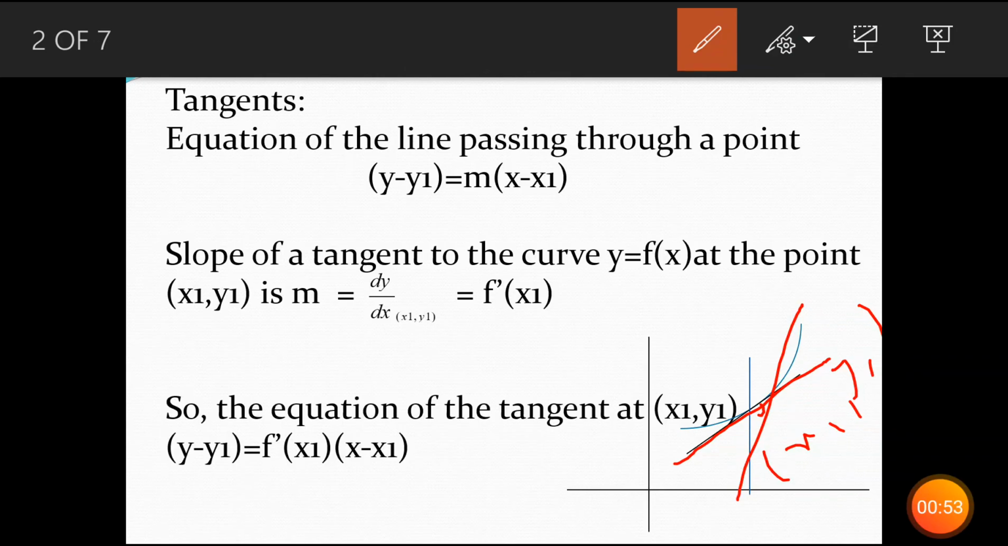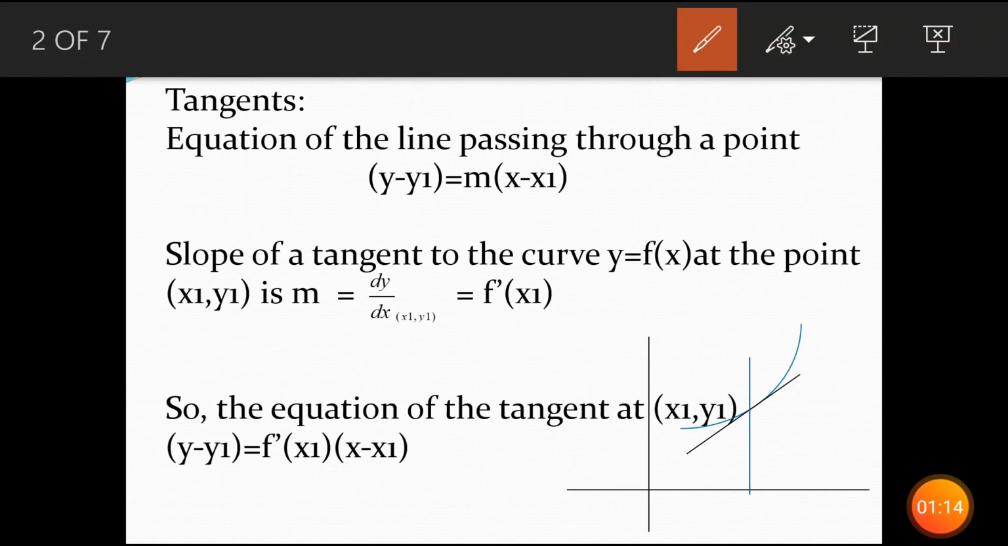Here we are not using the word intersect. In intersection also it actually intersects at one point only, but that is not the case. Here the case is it touches the curve at one point. So remember this. Tangent is just a line that touches the curve at one point. This is the definition of tangent.